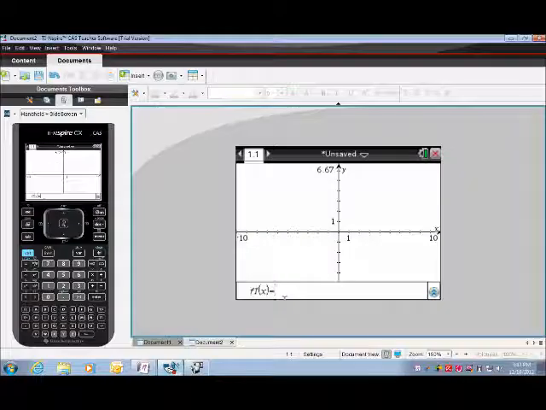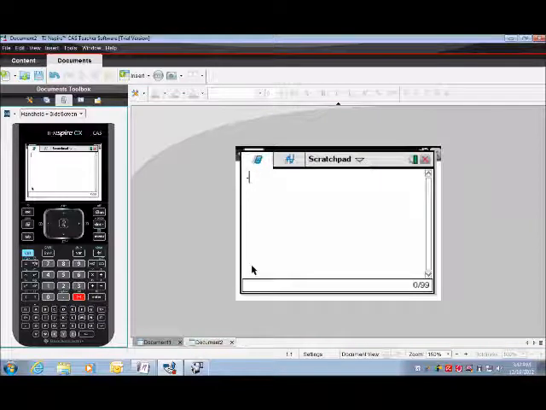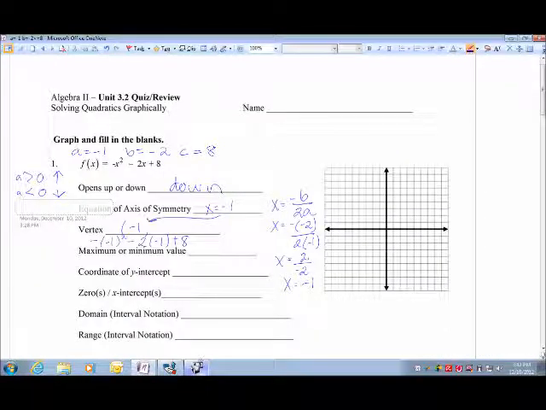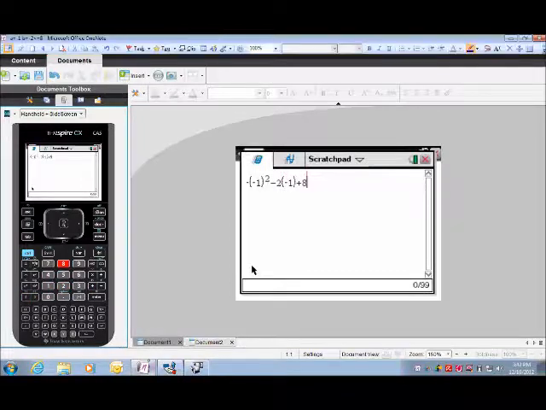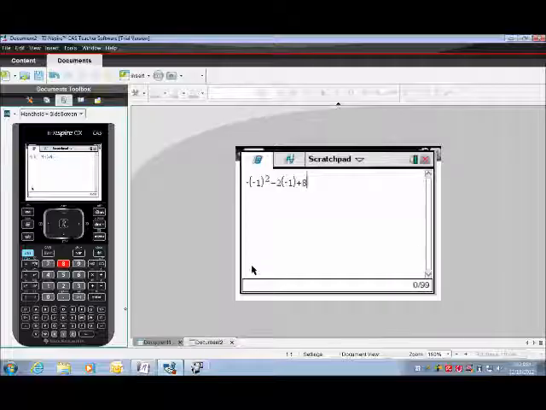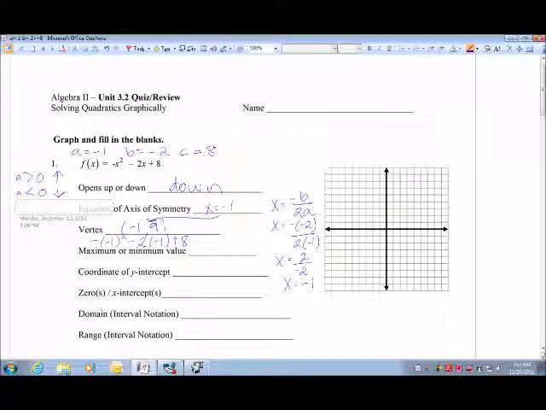And remember, I'm going to use my parentheses correctly. So I type in negative, open parentheses, -1 squared, and I forget what I was doing. So it's -2 times -1, minus 2 times -1 plus 8, I believe. Yep. Hit enter, and that's going to give me 9. So my y value of my vertex is 9.